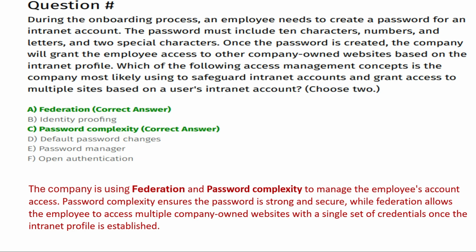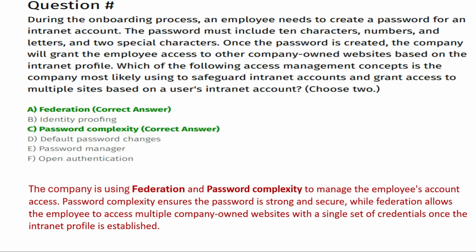Option A is federation. Option B is identity proofing. Option C is password complexity. Option D, default password changes. Option E, password manager. Option F, open authentication. And the correct answer for this question is option A, federation, and option C, password complexity.